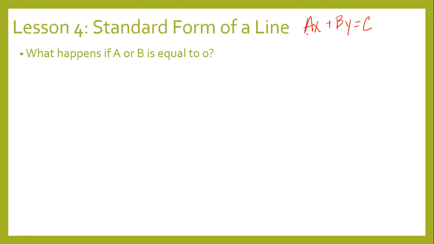So for example, a can't be negative. It has to be greater than or equal to 0. All three of these need to be integers, so no decimals or fractions. And the other rule that we looked at was only a or b could equal 0, but not both of them. So what happens when one of them is equal to 0?